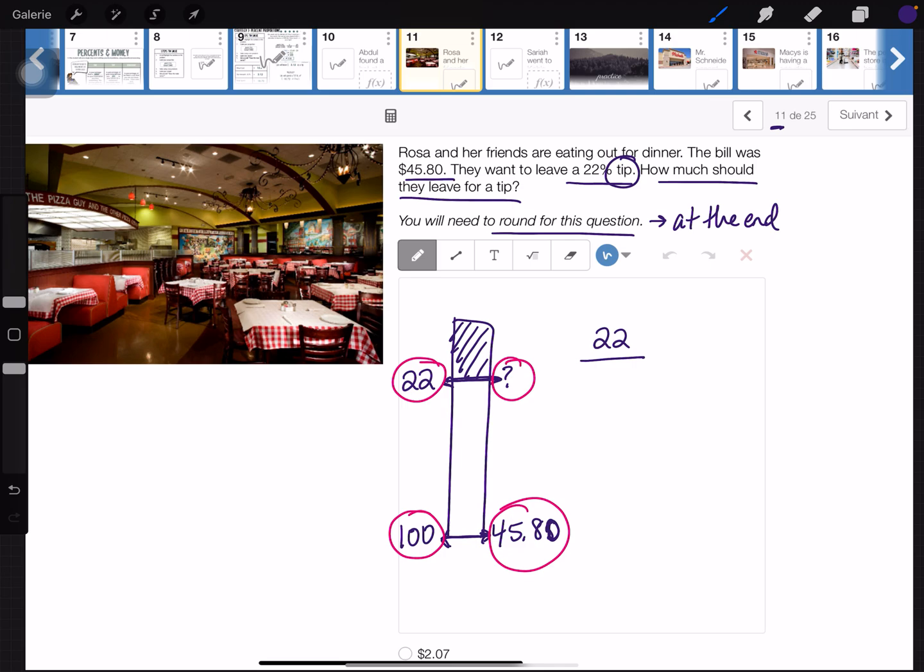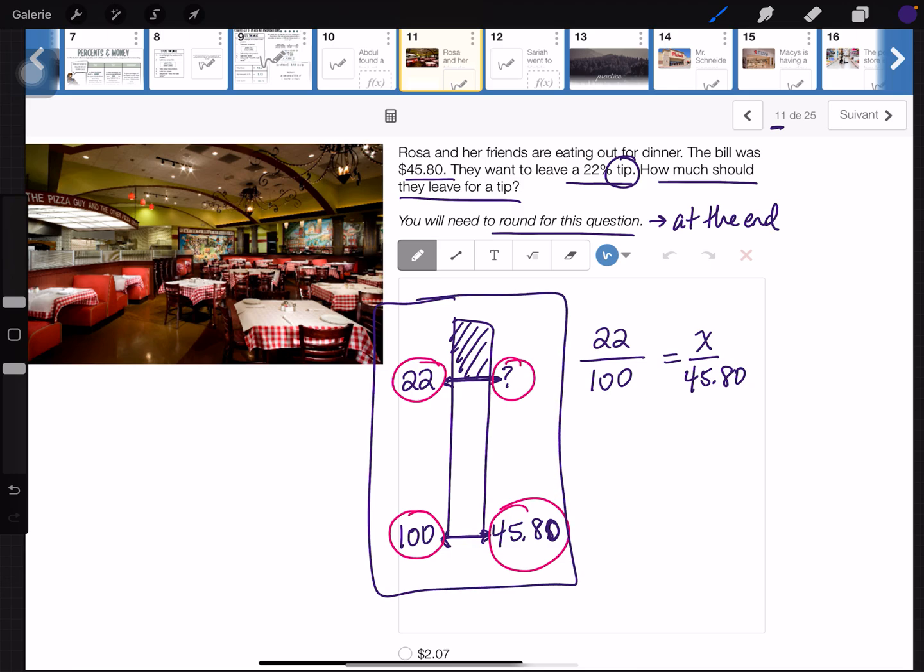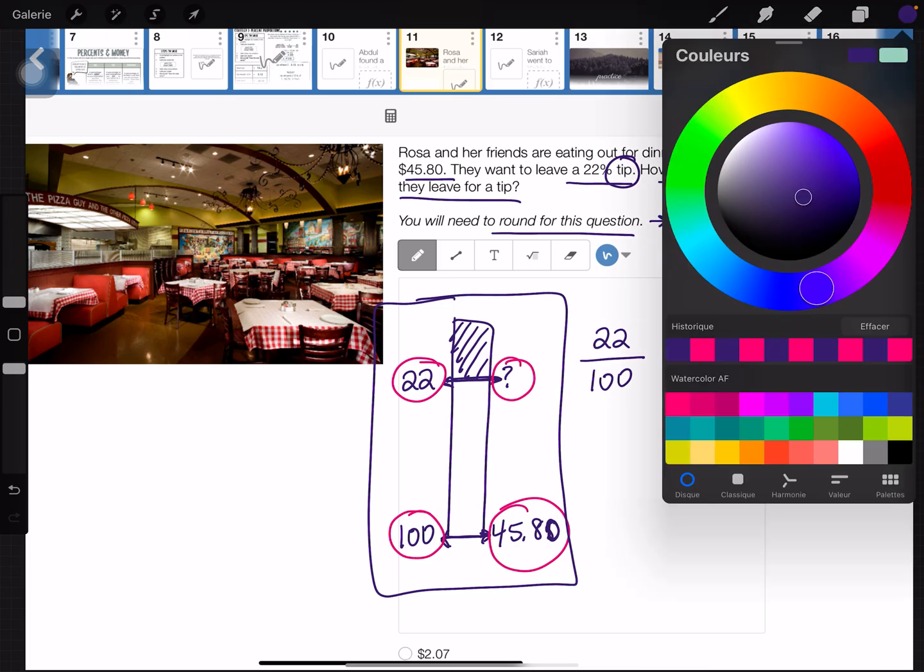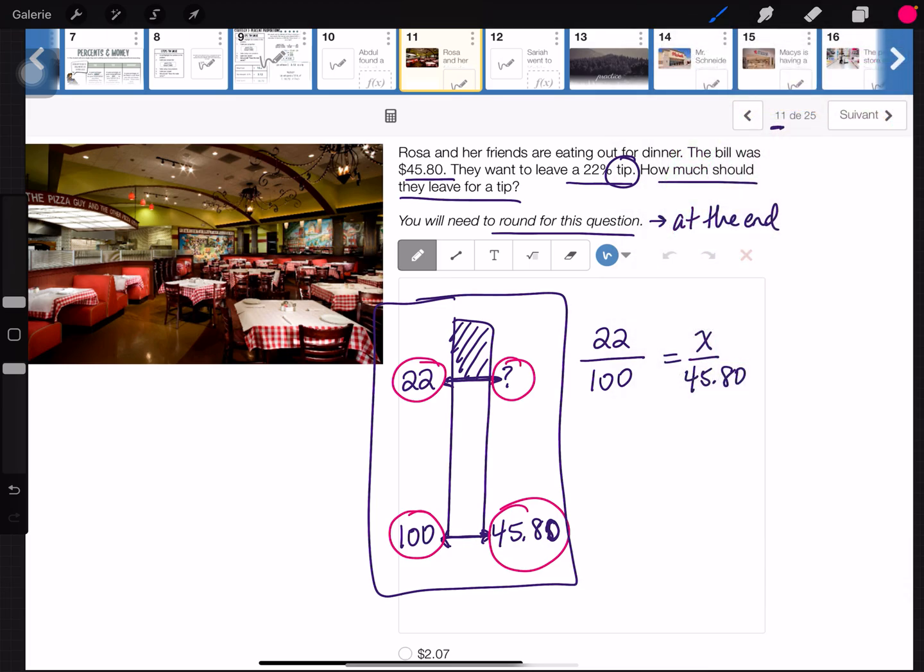22 over 100 equals, again, instead of a question mark, I'm going to use math language for a variable, an x, over $45.80. So again, just like with tax, you'll notice if you set up that bar chart, you set this picture up correctly, it really helps with how to set up our proportion. You can just copy those numbers over. So now I'm going to solve for x.